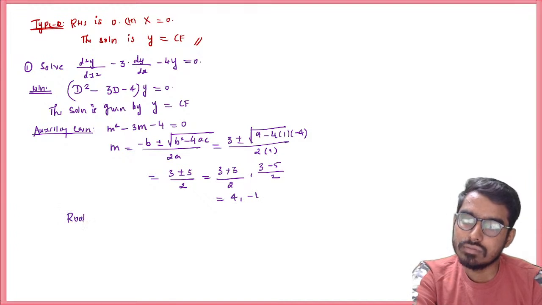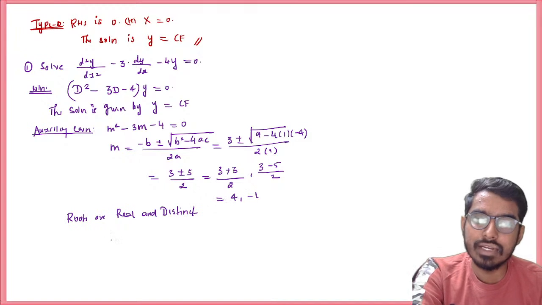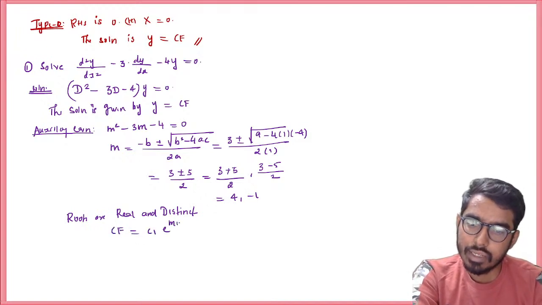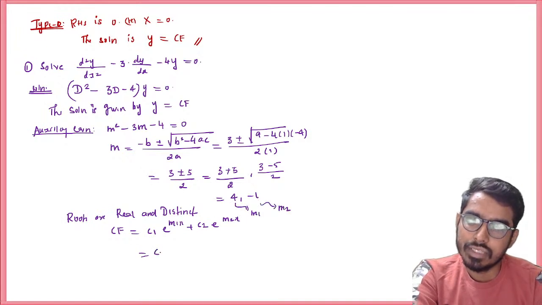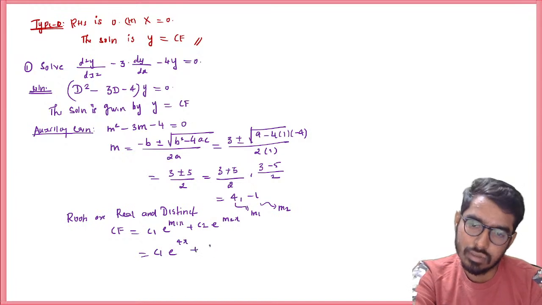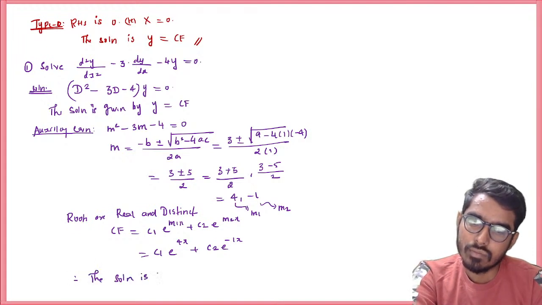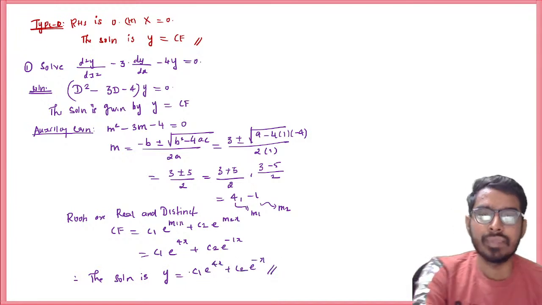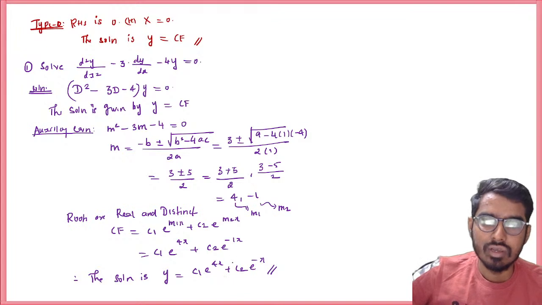That means the roots are real and distinct. That means the complementary function, when roots are distinct, is given by c1 e power m1x plus c2 e power m2x. Now what are m1 and m2 here? This is your m1 and this is your m2. So it will be c1 e power 4x plus c2 e power minus 1 into x. Therefore, the solution is y is equal to c1 e power 4x plus c2 e power minus x. We don't have any initial data to find c1 and c2, so you can keep the solution as it is. This is the required solution.